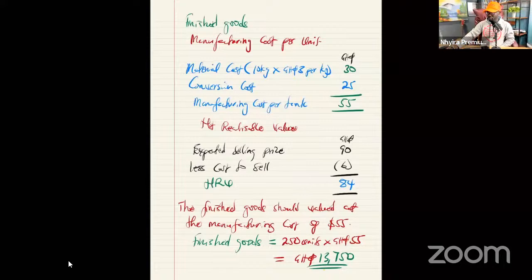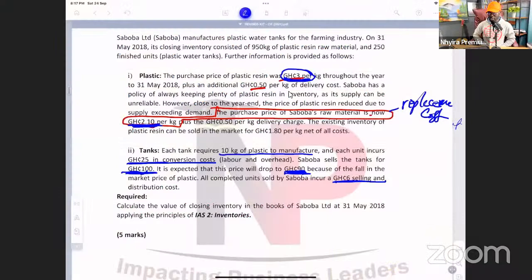Yes, Abigail, your hand is up. Good evening. Please, I want you to explain why we didn't use the 100 cedis, but rather the 90. You were explaining it, but my network went off, so I couldn't hear you well. What we mentioned was that when it comes to determining the net realizable value, you use the prevailing selling price, not the original selling price of the entity. You use the current selling price, because net realizable value means if we should sell the thing right now, how much can we sell it for? So that is why we use the prevailing selling price, in this case 90, and not the original selling price, which was 100. That's the rationale behind it. Okay, thank you.